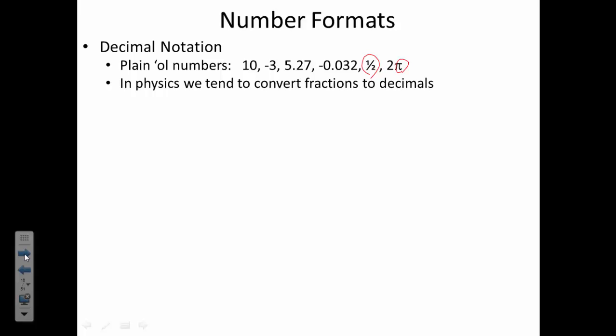In the same sense, we may have a pi in an equation, but when we come out with a value at the end, we tend to replace the pi with its decimal equivalent, rounded properly based on our number significance.